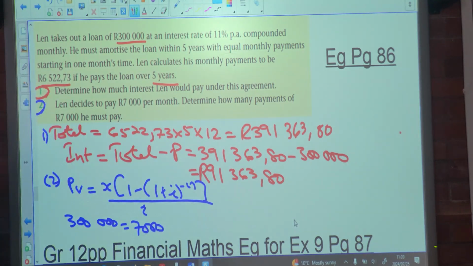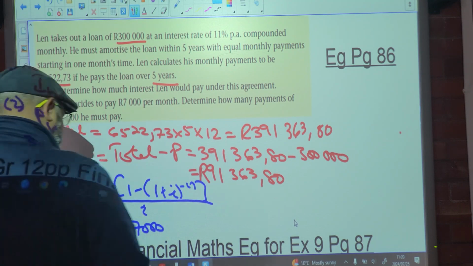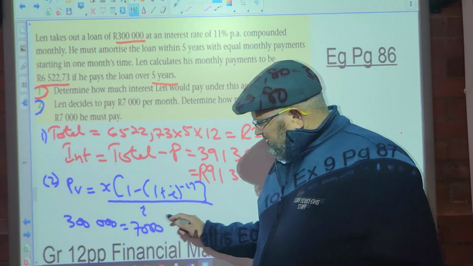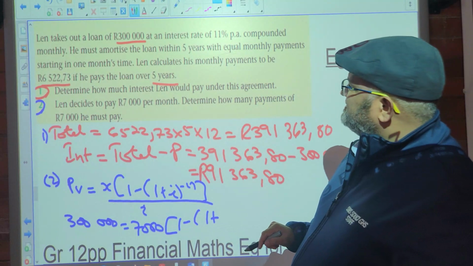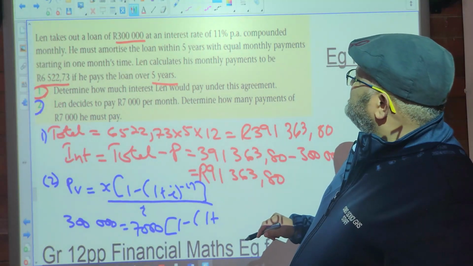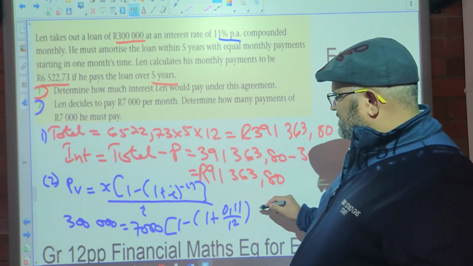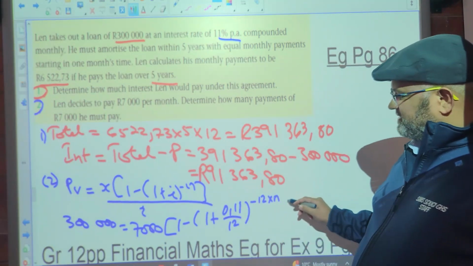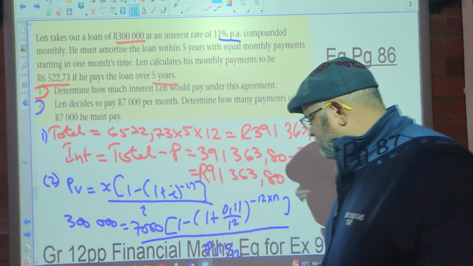So how much is he paying extra? He's paying 7 rand and some odd cents. 1 minus (1 plus i). What's your i here? 0.11 over 12, to the exponent negative 12 times n. How many years is this for? That's what you're calculating. And this is all over i, which is 0.11 over 12.